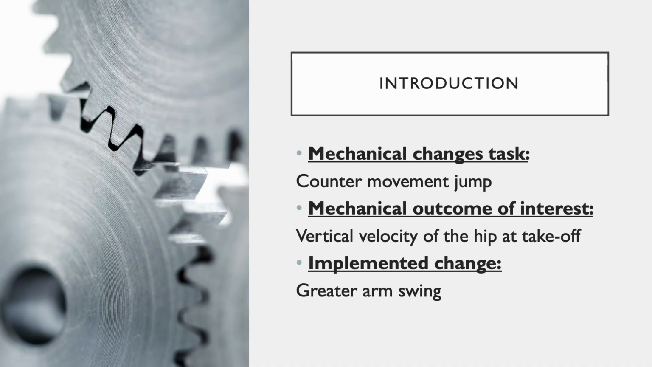I've chosen the counter movement jump as my mechanical changes task. My mechanical outcome of interest is the vertical velocity of the hip at takeoff. My implemented change to my movement is the exaggerated arm swing. I'll be using cameras, calibration videos, tracking software, and Excel to compare the difference in vertical velocities between these two movements. The results will help support the reasoning behind the biomechanical concepts relating to these movements.